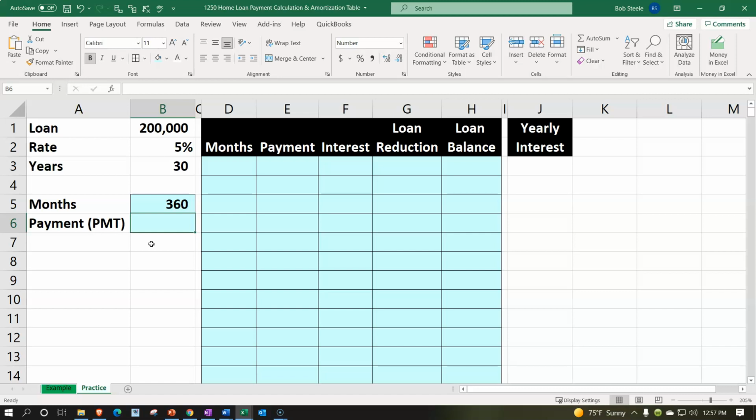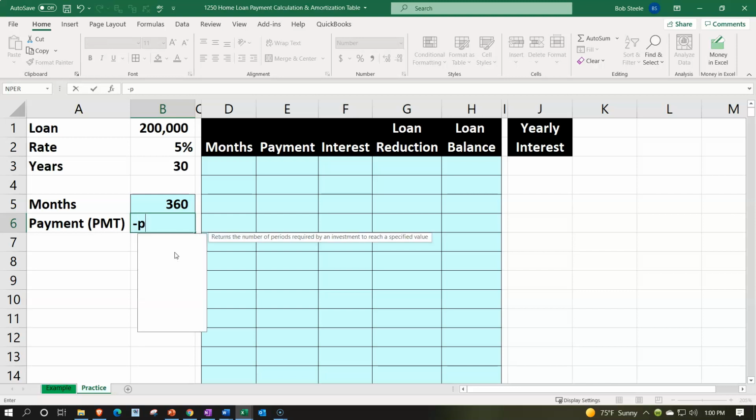But again, that's okay because we have Excel to help us. Now let's do our payment calculation. Going to start with a negative instead of an equal, and that'll flip the sign to make it a positive result. And then I'm going to say PMT, Shift 9. That'll start our arguments. We have the rate, which is going to be the 5%, but this is where the tricky piece is. That's 5% per year, and we need it to be per month. So we're going to divide that by 12, and that'll give us the monthly rate.